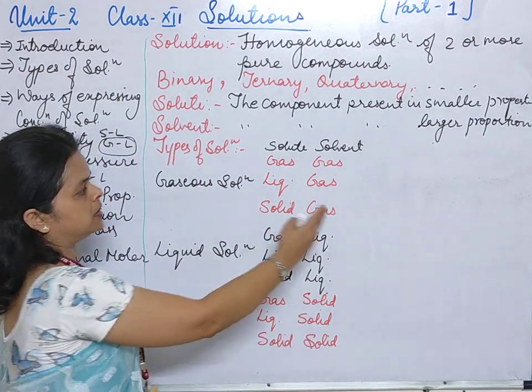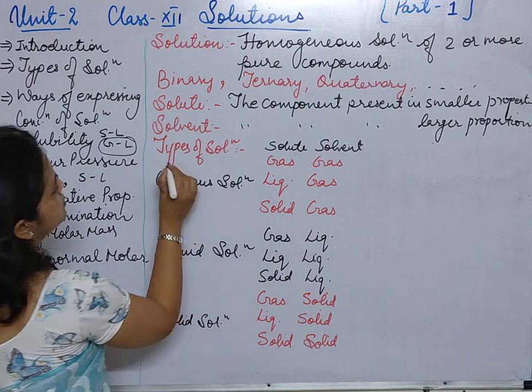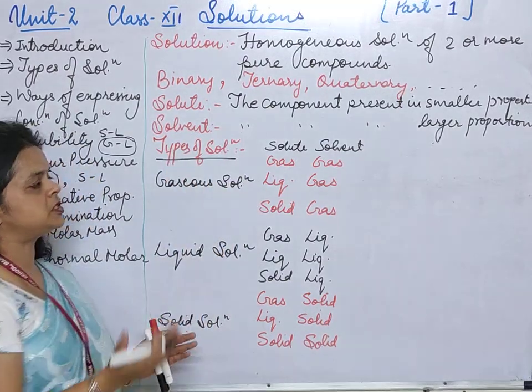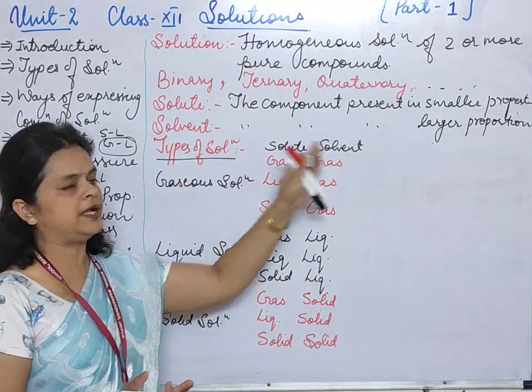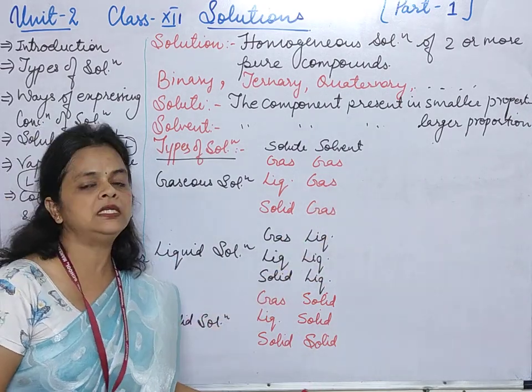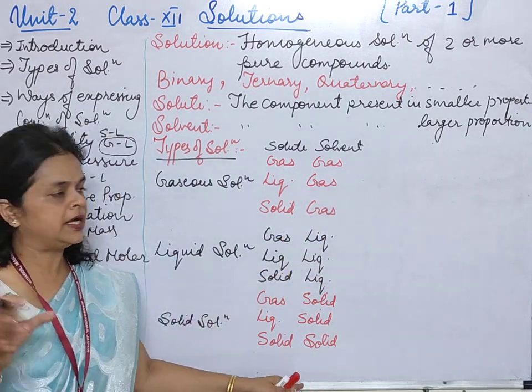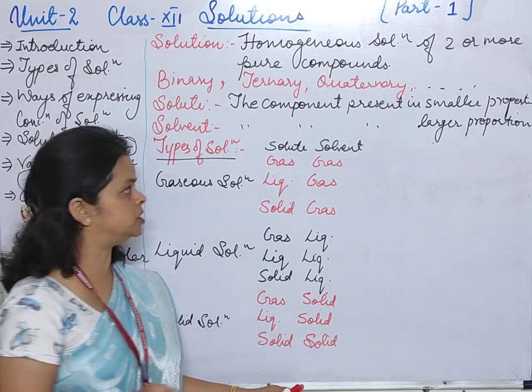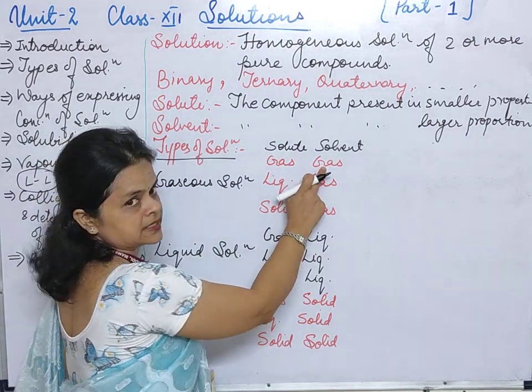Okay. Now we are talking about the types of solution. On the basis of different solute and solvent, we are categorizing 9 types. We are identifying 9 types of solutions. Gas in gas.